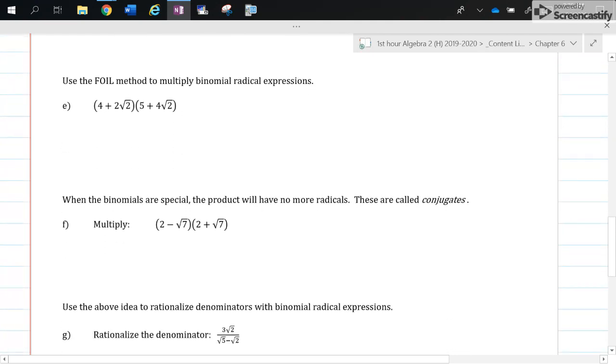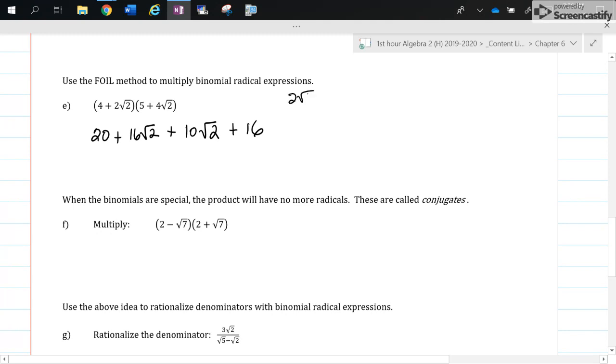The second thing we're going to look at is what we do when we multiply binomials together with radicals, and what do we do when we divide. So when we multiply binomials together, we know we use the FOIL method. So I can do first, outer, inner, last. 4 times 5 is 20. 4 times 4 square root of 2 would be 16 times the square root of 2, plus 2 times the square root of 2 times 5 would be 10 times the square root of 2. And last would be 2 times 4 is 8, and square root of 2 times the square root of 2 would be 2. So 8 times 2 would be 16.